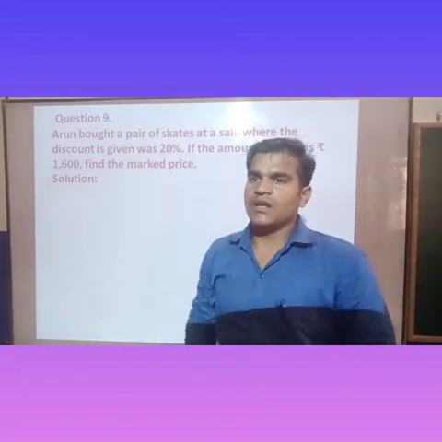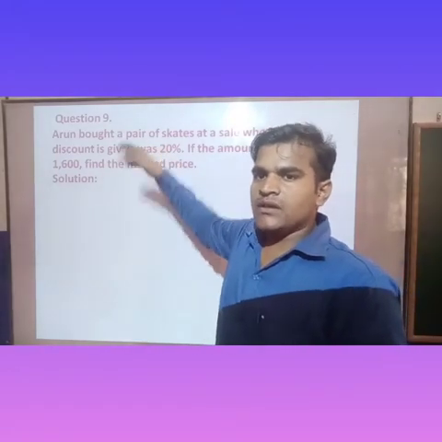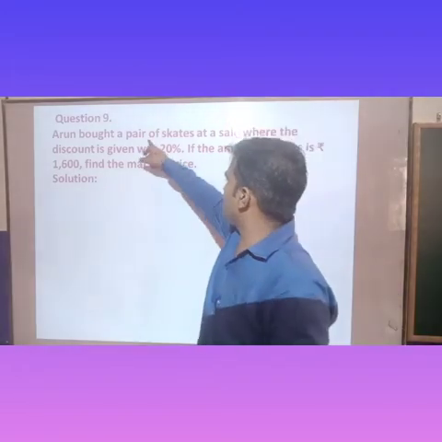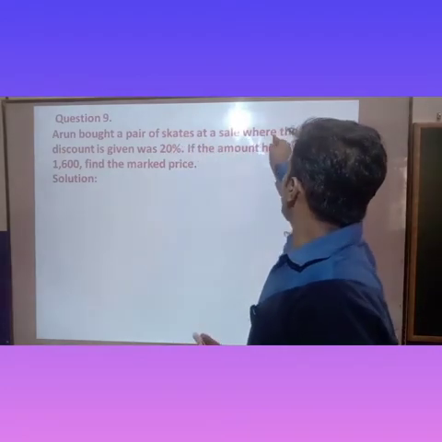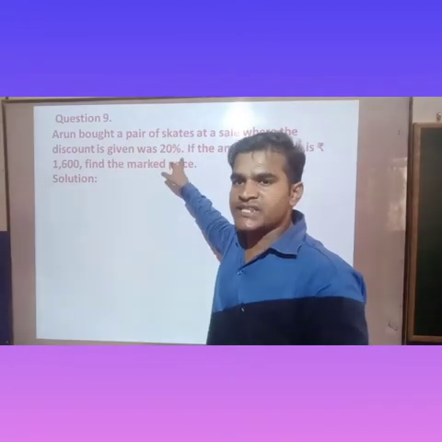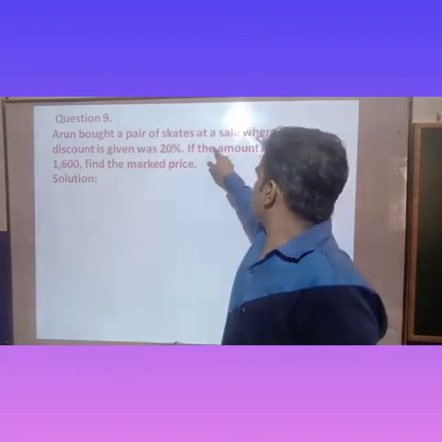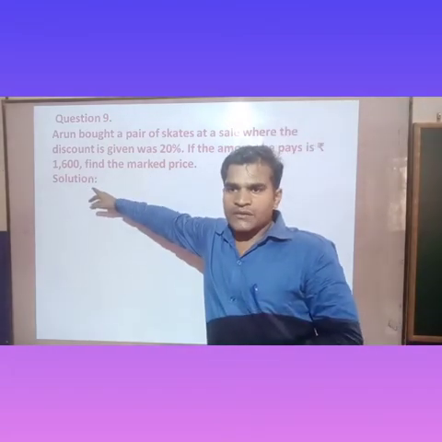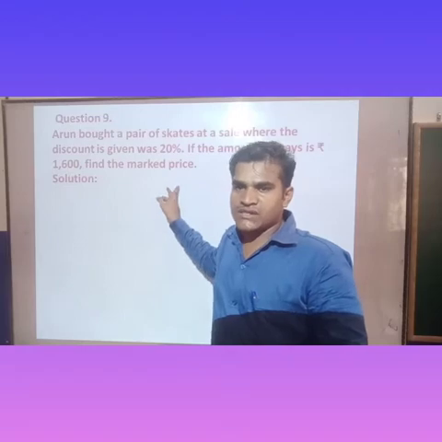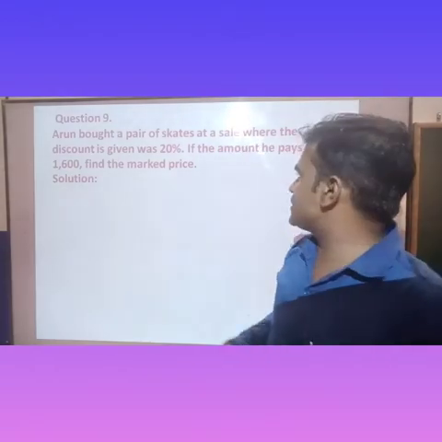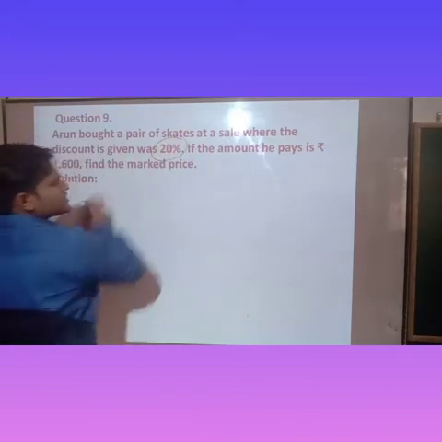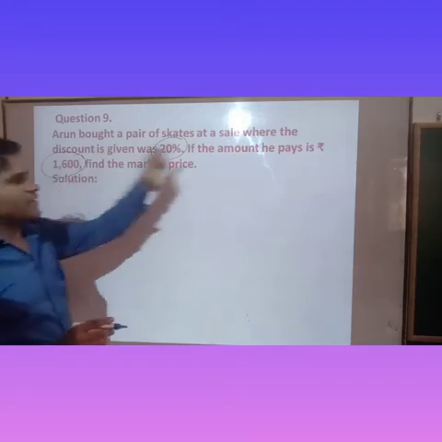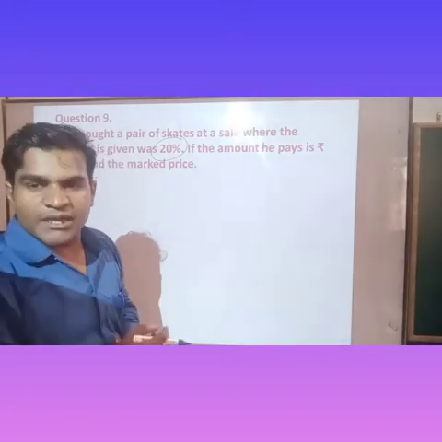So students, in the next question, question number 9, it is given that Arun bought a pair of skates at a sale where the discount is 20%. If the amount he pays is rupees 1,600, find the mark price. We have to find the mark price. Given is 20% discount, and 1,600 is paid by Arun, which means the selling price is given.